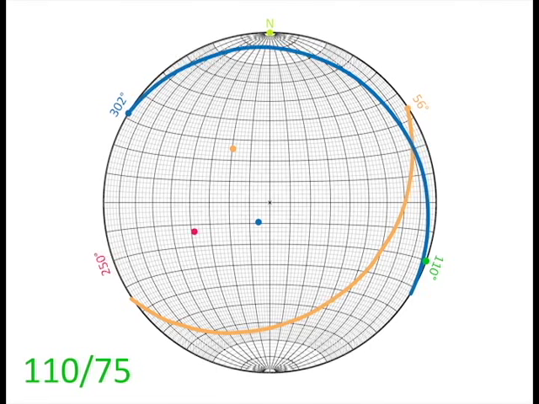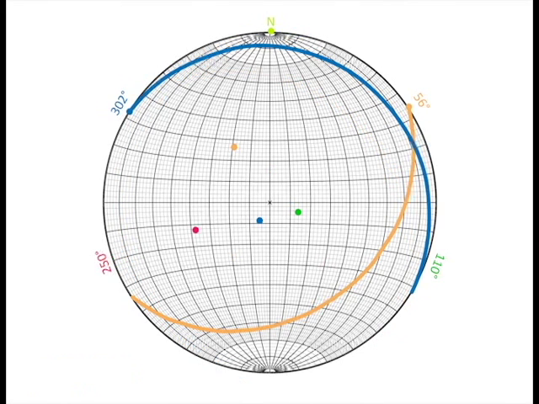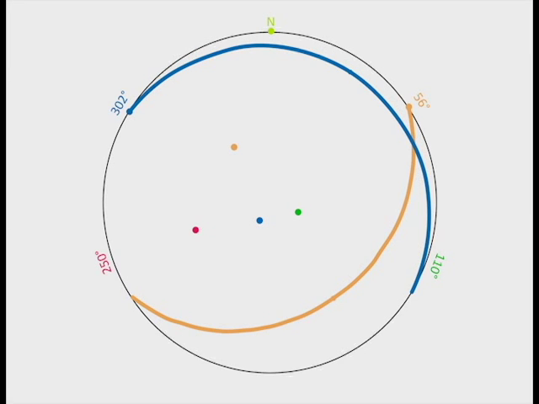We shall do another example with trend plunge being 110-75. Here is the final Schmidt net. This is what your transparency should look like without the Schmidt net behind it.